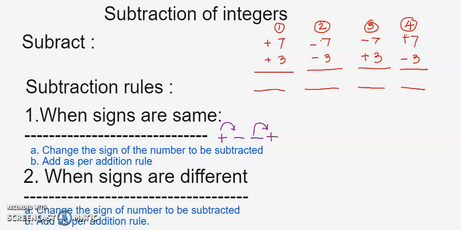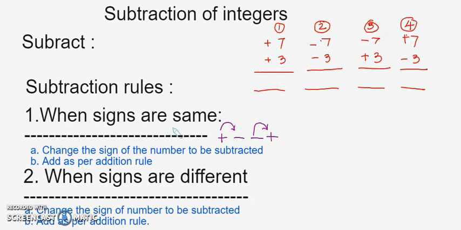In this video, we will learn how we subtract integers. So the subtraction rules are written over here. When the signs are same, change the sign of the number to be subtracted, add as per addition rule. Second rule is when signs are different, change the sign of the number to be subtracted, add as per addition rule. Now I will explain exactly how we apply these rules.